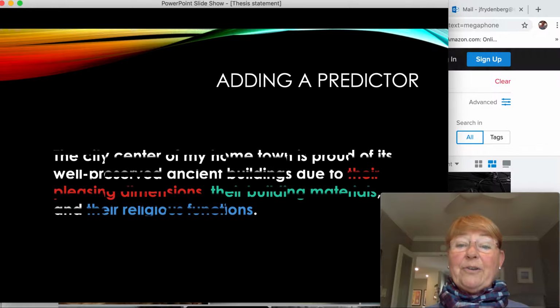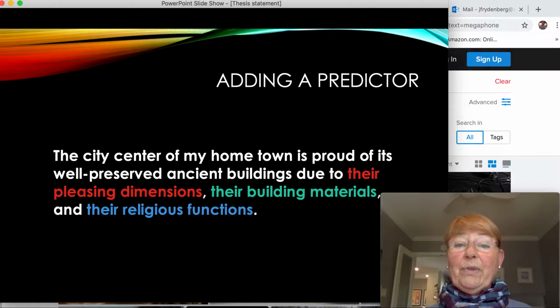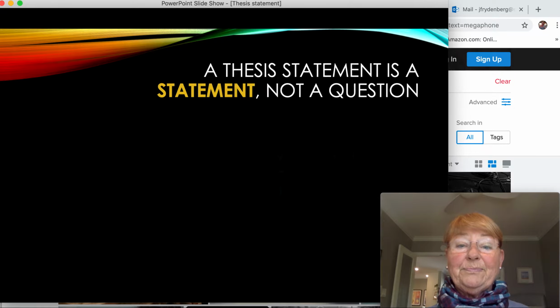Now let's add a predictor to a sentence. For example, here we go. The city center of my hometown, that's your topic, is proud of its well-preserved ancient buildings. That's your controlling idea. And then you add the reasons why: due to their pleasing dimensions, their building materials, and their religious functions. When you have a predictor in a thesis statement, that organizes your essay for you. And in this one, I can tell there's going to be 3 main body paragraphs before the concluding paragraph.